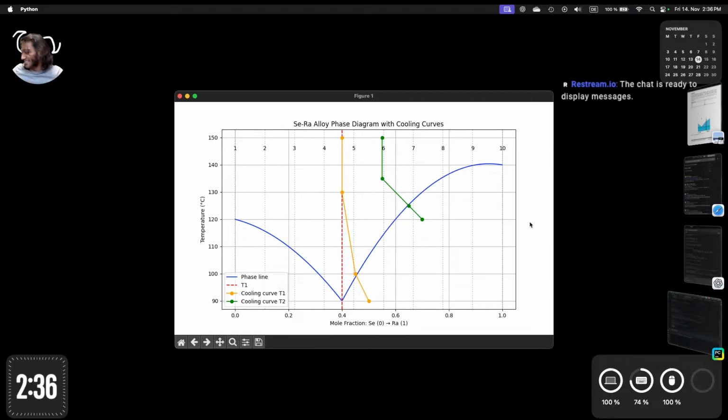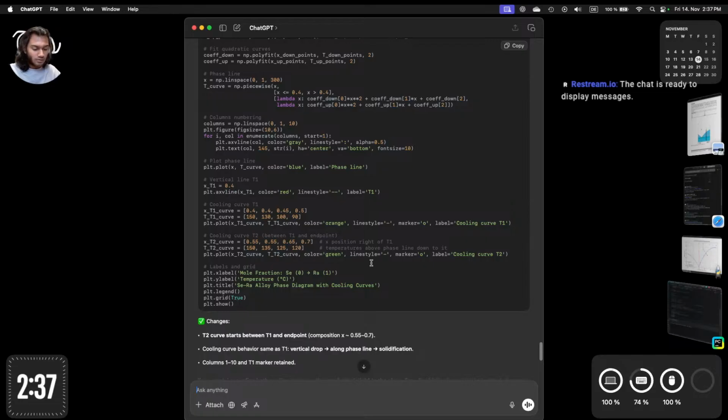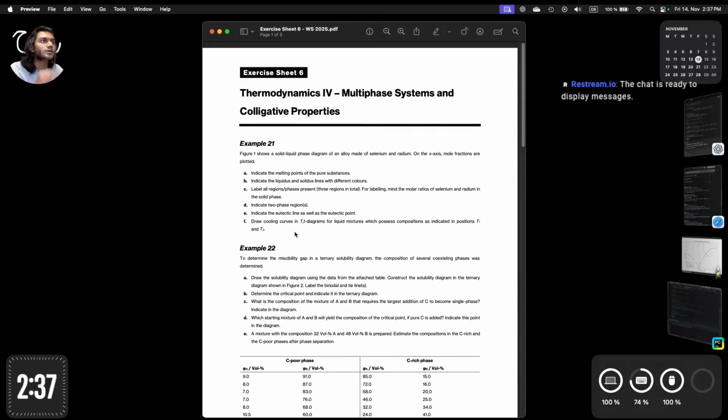Oh no. What? Why did you add the cooling curve? Come on. Oh, is it part of the question to have the cooling curve? Wait. Draw cooling curves in T. Oh shit. But wait. Think.